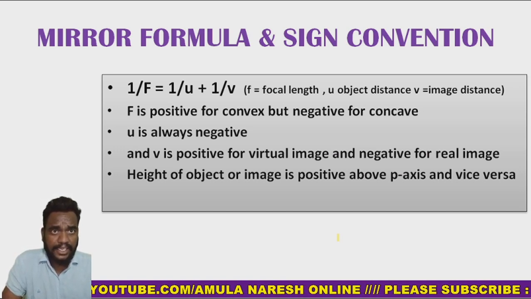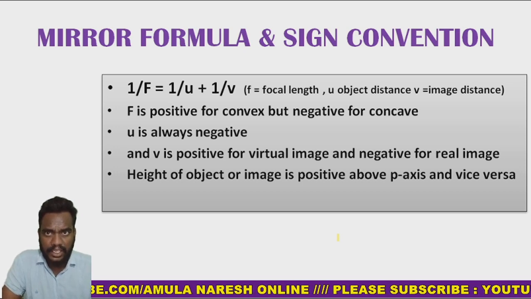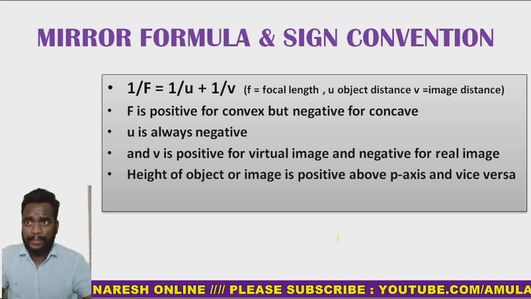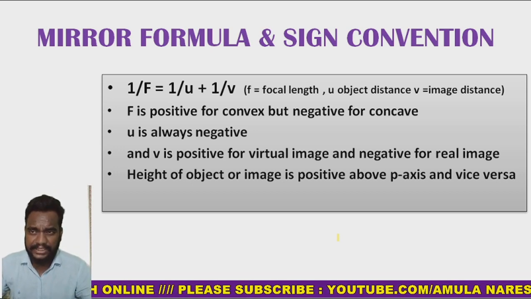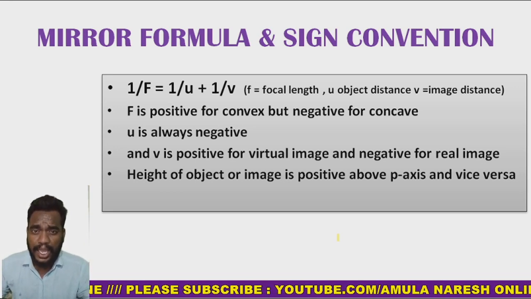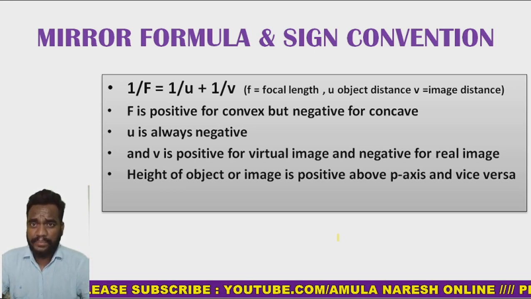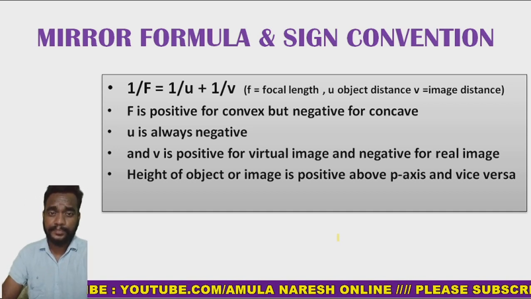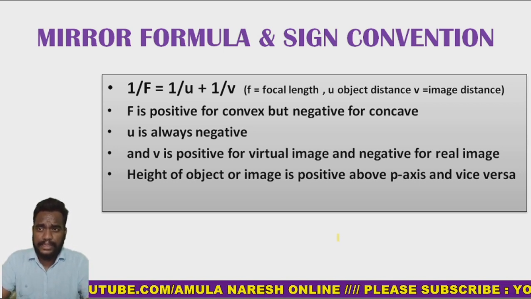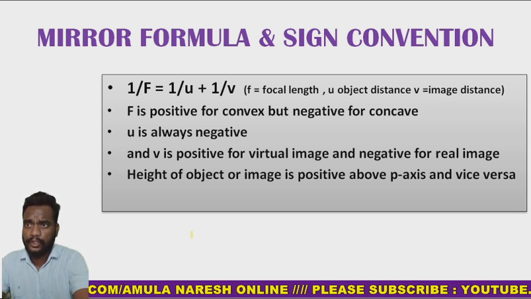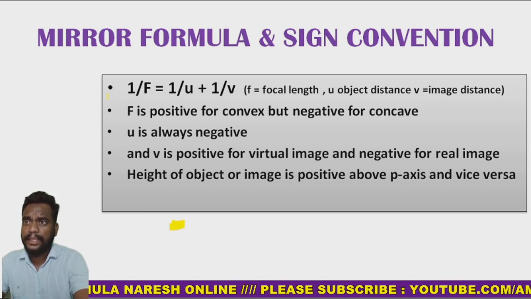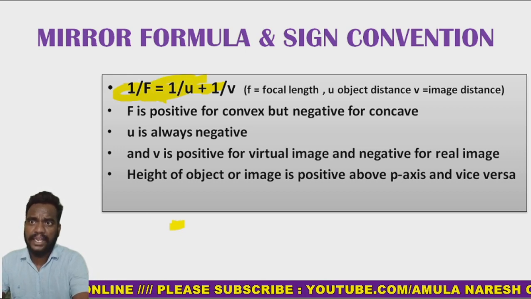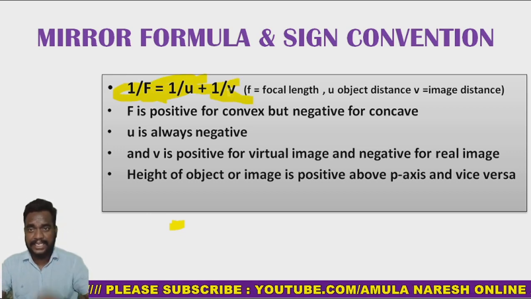Now what are the sign conventions and what is the mirror formula? So the mirror formula: 1 by f is equals to 1 by u plus 1 by v, where f is focal length, u is object distance and v is image distance. This is termed as the mirror formula, which is used to find the focal length of the mirror based upon the object and image distances.